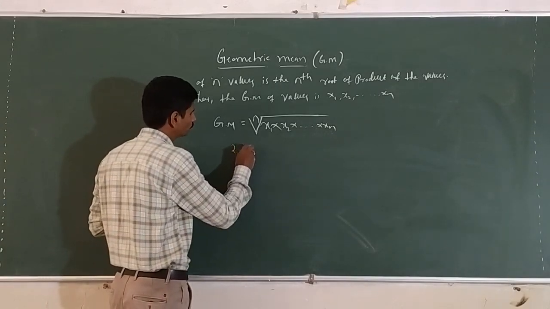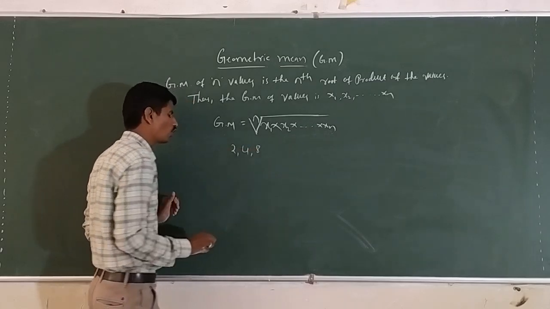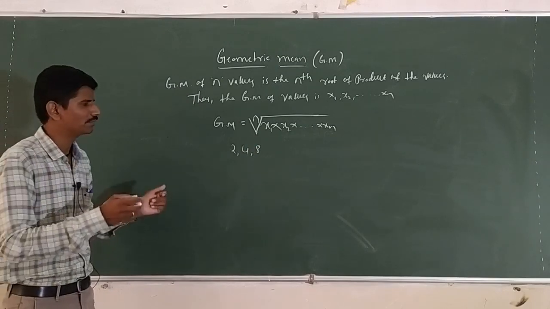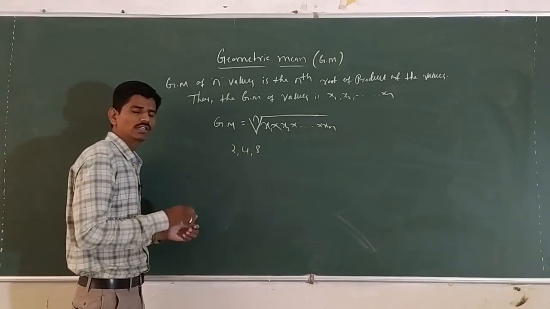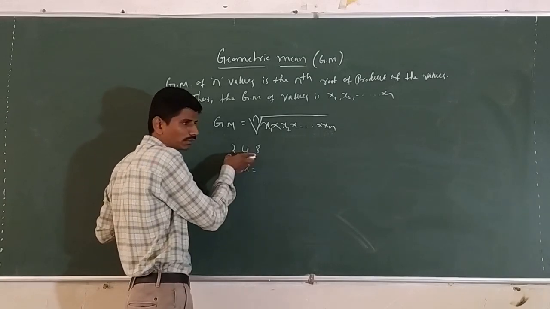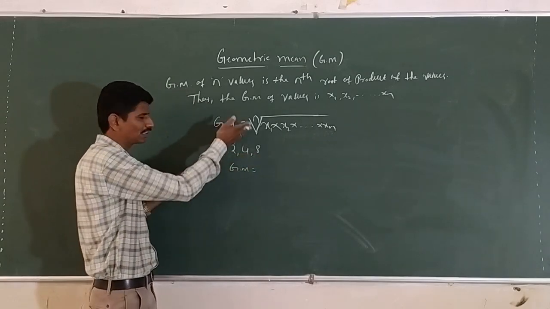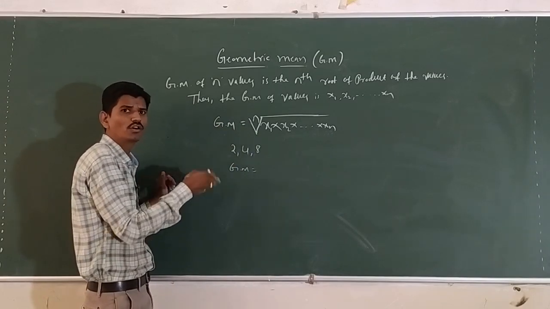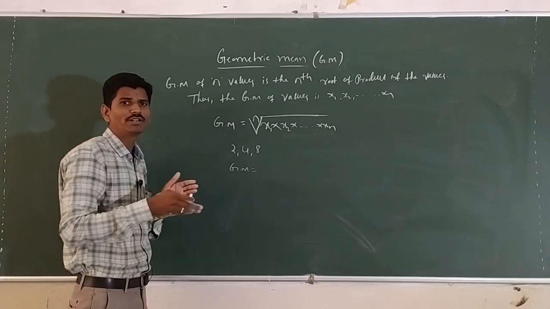2, 4, 8. Find the geometric mean. Here they are given 2, 4, 8. Find GM, the geometric mean. There are totally 3 observations. Here GM equal to what? If 3 values are given, it is a cube root. Suppose 2 values are given, it is a square root. Next, 4 values, fourth root. If 5 observations are given, that is the 5th root.